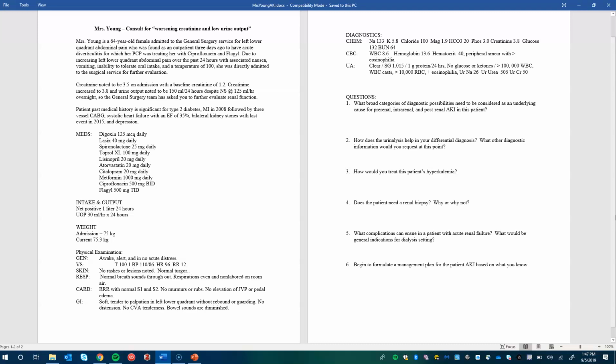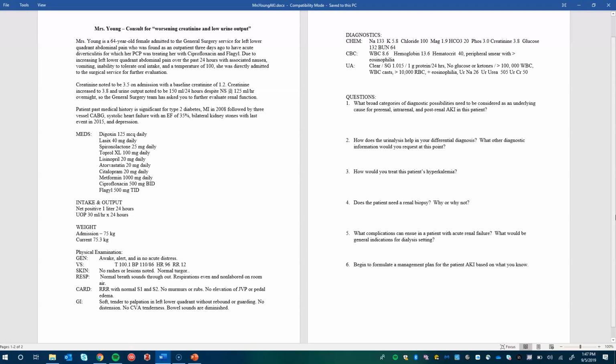From a broad category perspective, why might she have pre-renal failure? Dehydration. Yep. Meds. Yes. Which ones in particular? Antibiotics. Yep. The HCTZ, the Lasix, the Aldactone, the lisinopril, the metformin, the Cipro, pretty much all of them, right? Good.